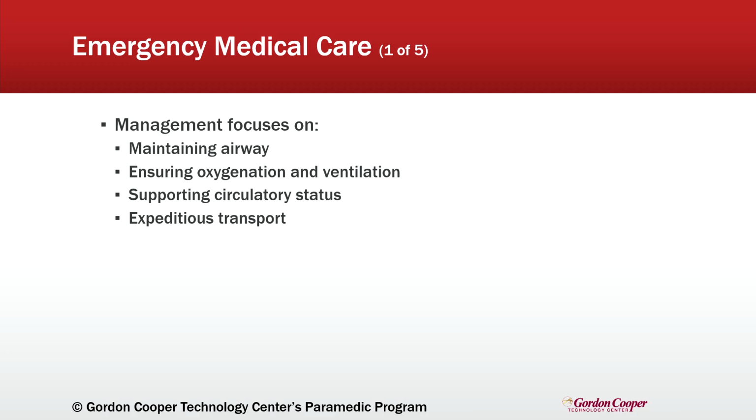We want to make sure that we maintain the airway. We want to make sure their airway is clear, secure. That helps to facilitate effective breathing. We want to ensure oxygenation and ventilation, so we want to monitor and provide adequate oxygenation and ventilation to support their respiratory needs. Support circulatory status: assess and support their circulatory status to maintain blood flow and prevent shock. And then of course, expeditious transport, arranging for a prompt transport, whether that's in the air or on the ground. A lot of this stuff is going to be very crucial and very time sensitive with these patients.